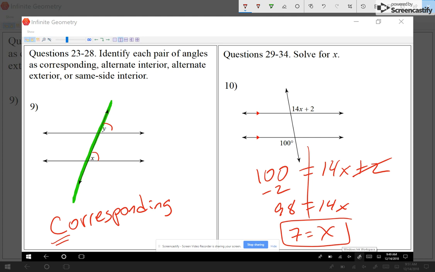So questions 23 to 28 on the final, know the names. 25 to 34, know how to use them. Any questions on these? No.